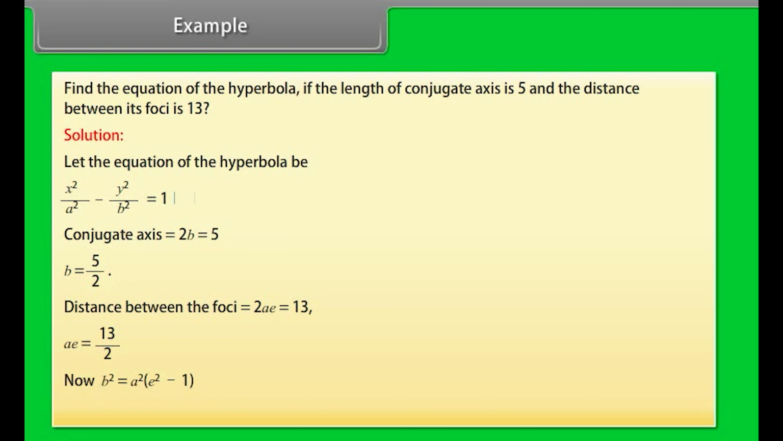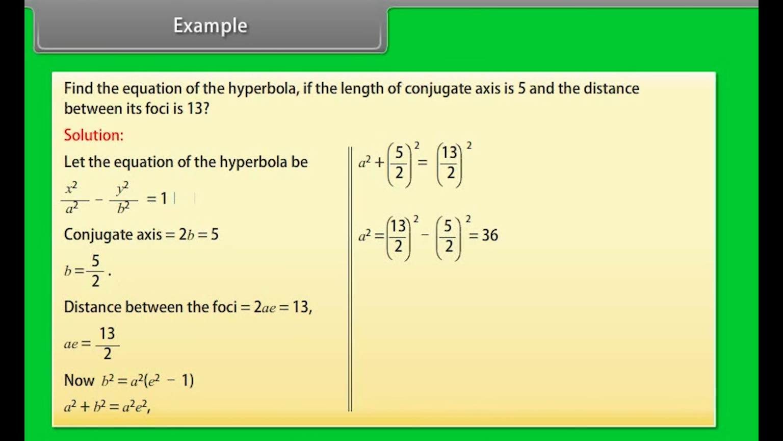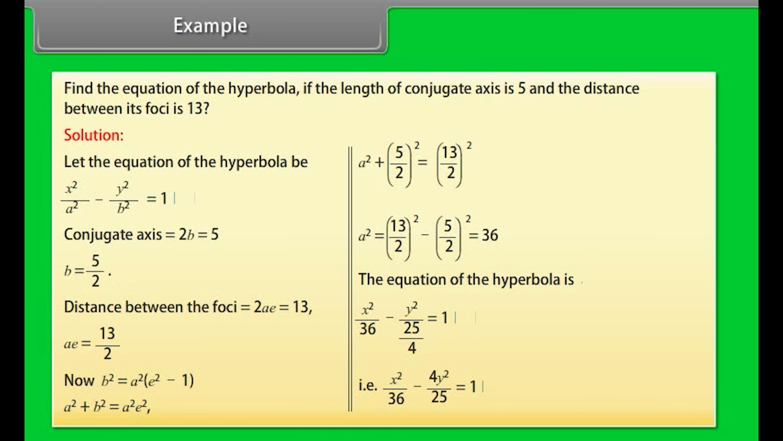Now, b square is equal to a square into e square minus 1, so a square plus b square is equal to a square e square. a square plus (5 by 2) whole square is equal to (13 by 2) whole square. a square is equal to (13 by 2) whole square minus (5 by 2) whole square, which is equal to 36. The equation of the hyperbola is x square by 36 minus y square by 25 by 4 is equal to 1. That is, x square by 36 minus 4y square by 25 is equal to 1.